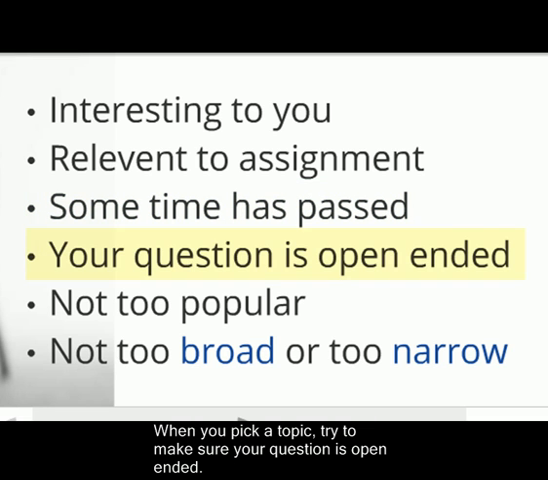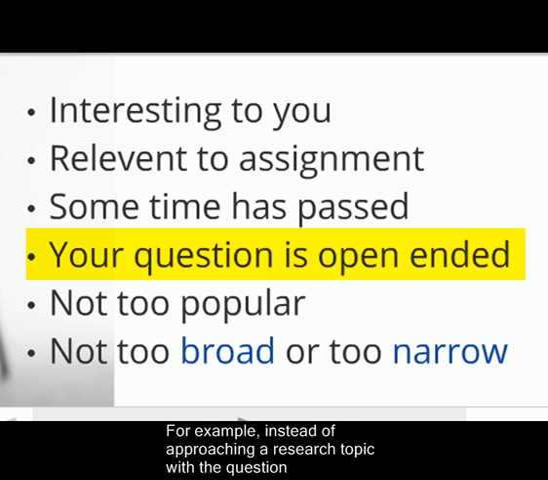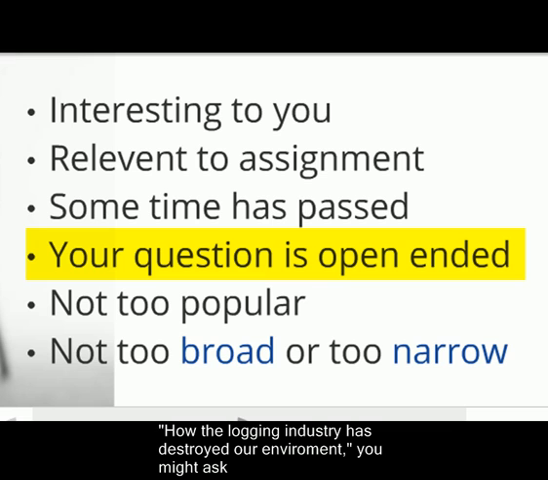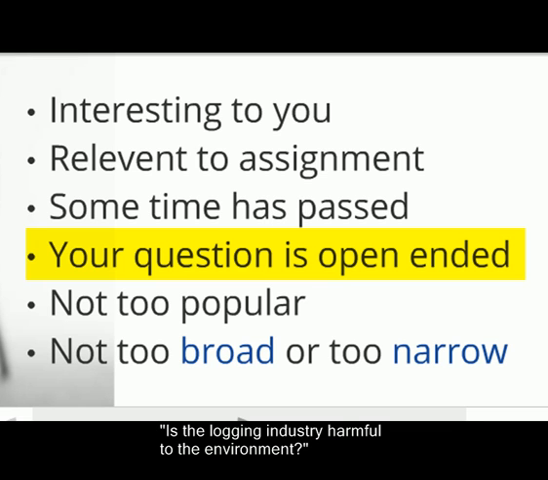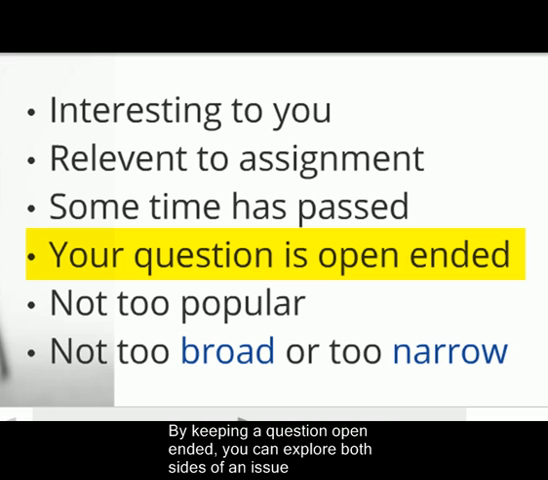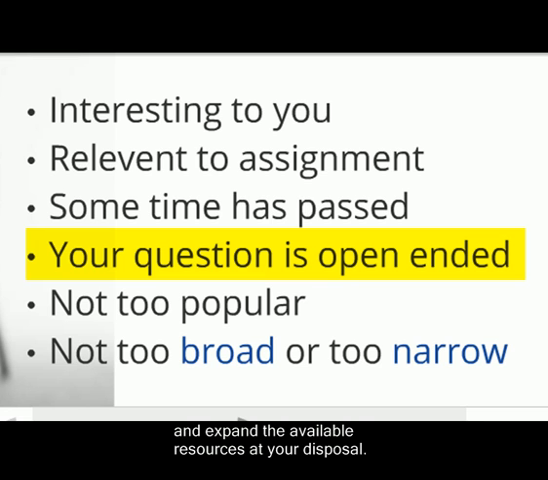When you pick a topic, try to make sure your question is open-ended. For example, instead of approaching a research topic with the question, "How the logging industry has destroyed our environment," you might ask, "Is the logging industry harmful to the environment?" By keeping a question open-ended, you can explore both sides of an issue and expand the available resources at your disposal. You also avoid the need to change your topic if a pre-drawn conclusion turns out to be false.